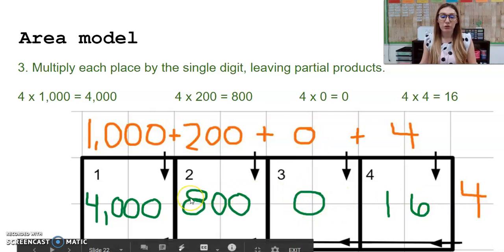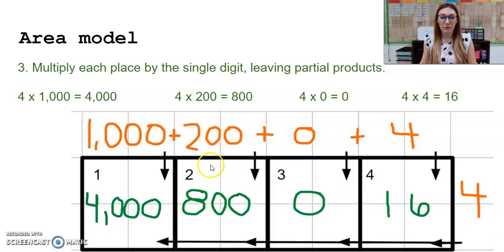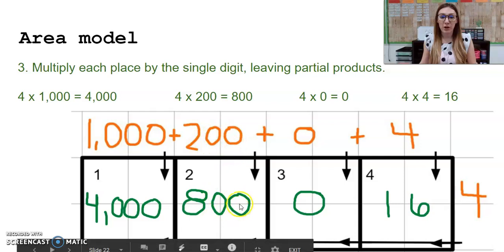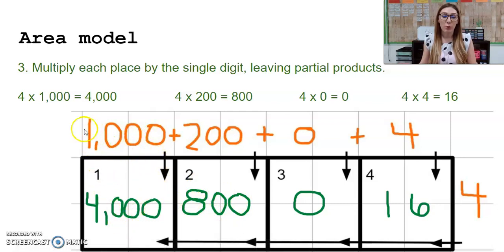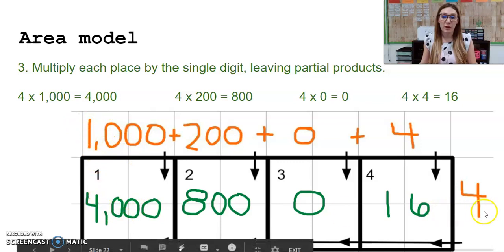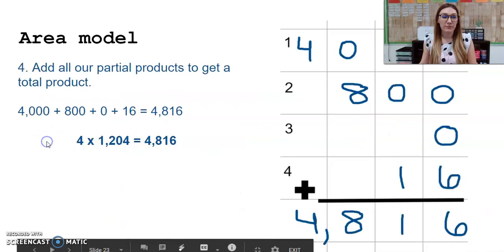4 times 200. If I notice, I'm just dropping these zeros down. So if I have 2 zeros here, I should have 2 zeros in my product. That means I'm only multiplying 2 times 4, giving me 8. So 200 times 4 gives me a product of 800. Same thing for my thousands place. I can drop those 3 zeros down, and then I'm only left multiplying 1 times 4, giving me a product of 4,000. So now I have all my partial products.